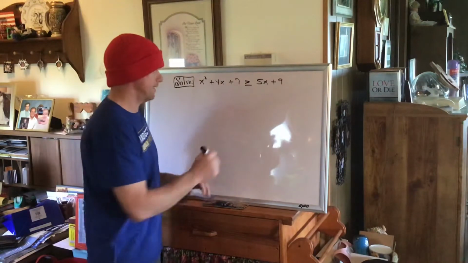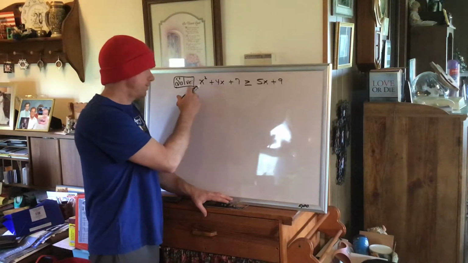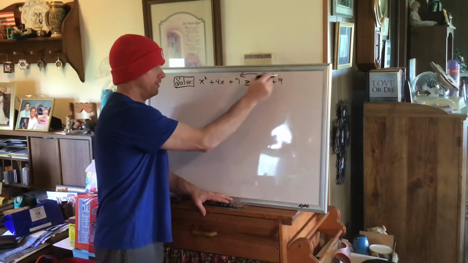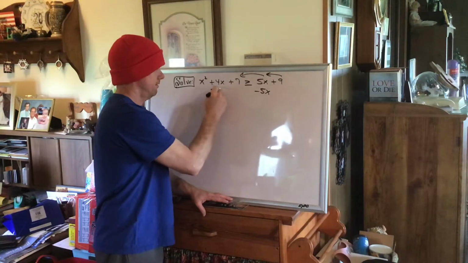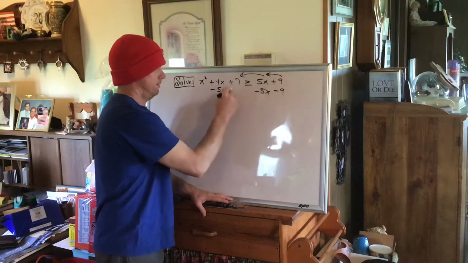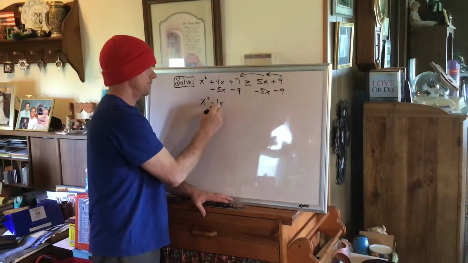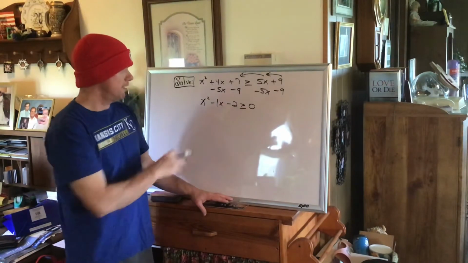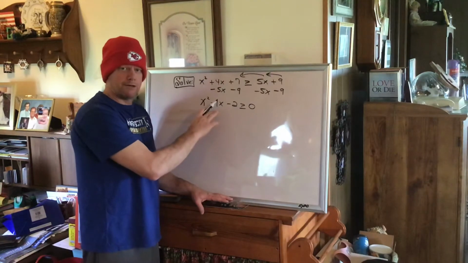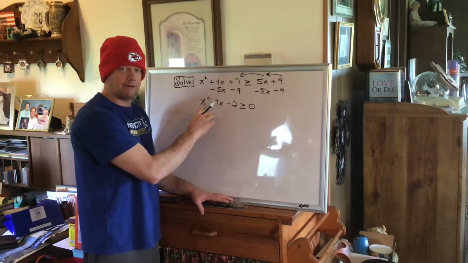You want everything to one side, and I always want my highest exponent term to be positive. It is positive over here, so I'm moving everything to the left. Change sides, change signs. So now I have x squared minus 1x minus 2 is greater than or equal to 0. It's a trinomial. None of the terms can be combined together, so we're going to see if it will factor, and it probably does.